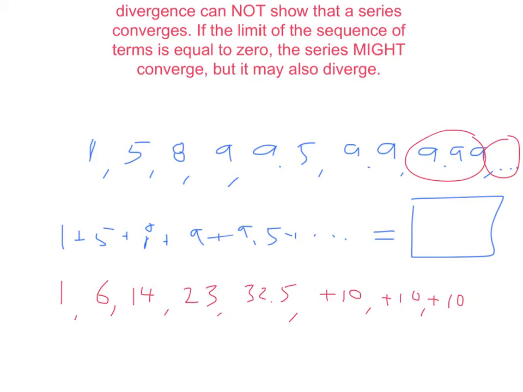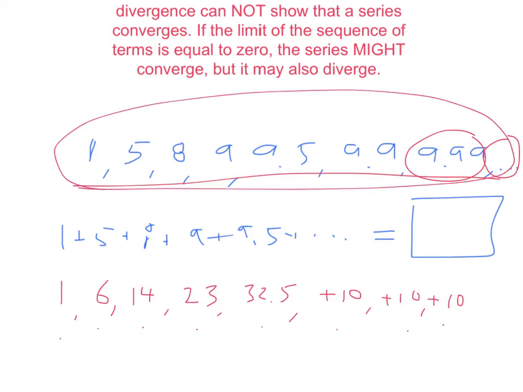If the terms of my sequence are getting closer and closer to 10, then there is literally no hope of the sequence of partial sums converging. And that's why, in order for a series to have a hope of converging, the terms of the sequence have to be tending towards 0. If they are not, there's no hope for you.